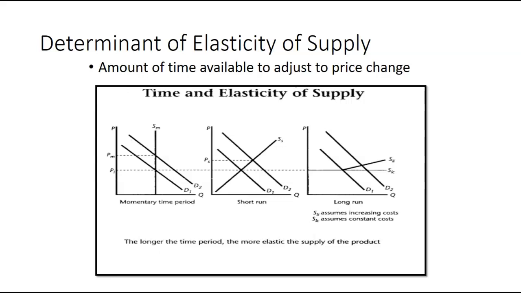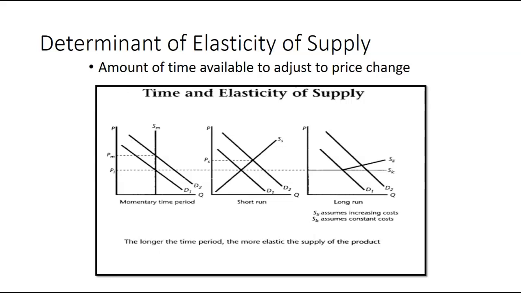So after that, we're going to talk about the determinant of elasticity of supply. Unlike the demand, where there's about 4 or 5 determinants, for supply there's one: time. How long does the supplier have in order to change according to the price? If there is no time whatsoever, you're told the day of that there's a price change, you have zero chance to try and change whatever you have on the shelves. So it's called the market, or on this table, the momentary time period. That's going to be inelastic.